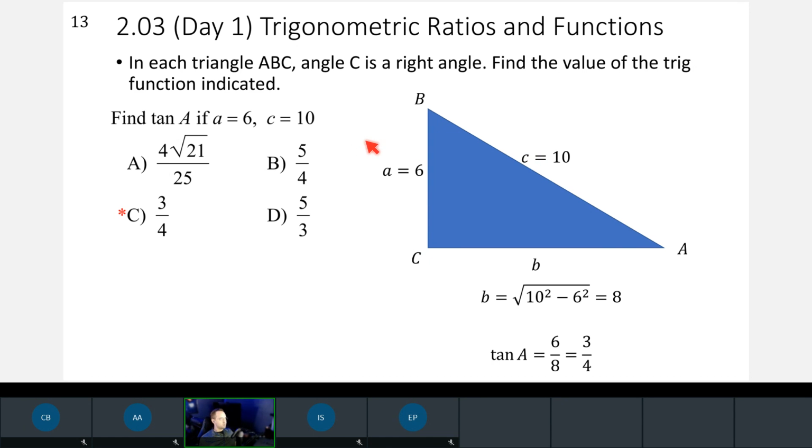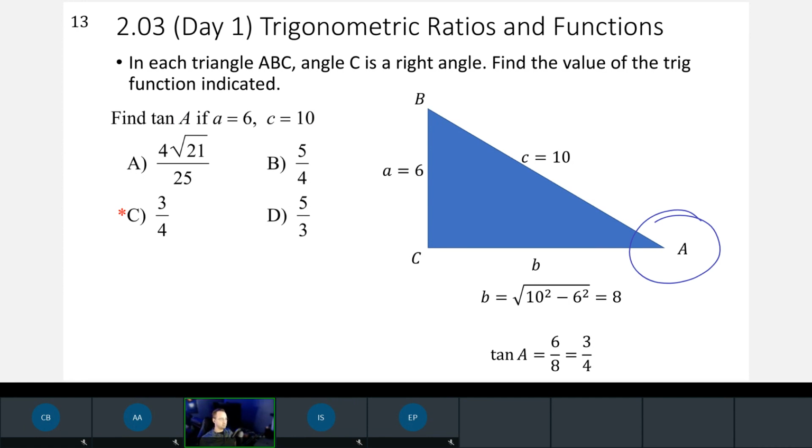All right, so we create our triangle. That's the right angle, and then it says we want to find the tangent of angle A if side A is 6 and side C is 10. So I put 6 and 10. I would also suggest circling the angle we're talking about.